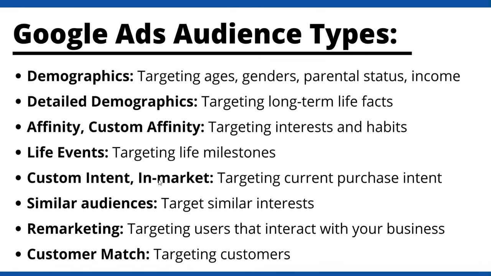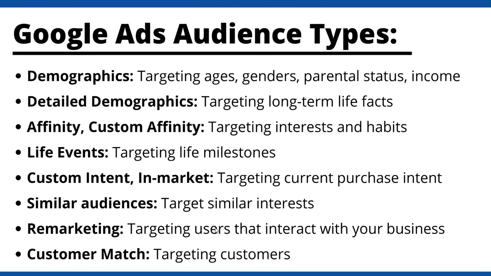So with custom intent and in market, it's people that are actively in the market for something, whereas affinity and custom affinity are just people's interests and some of their habits that they've shown in the past to Google. So Google puts you in these broad interest categories. Similar audiences, so these are built based on your remarketing lists or your customer match lists. Similar audiences are automatically built by Google Ads, and you can target them. They're very similar to lookalike audiences in Facebook ads, where Google Ads goes out and finds people who are similar to the people that are on one of your remarketing lists.